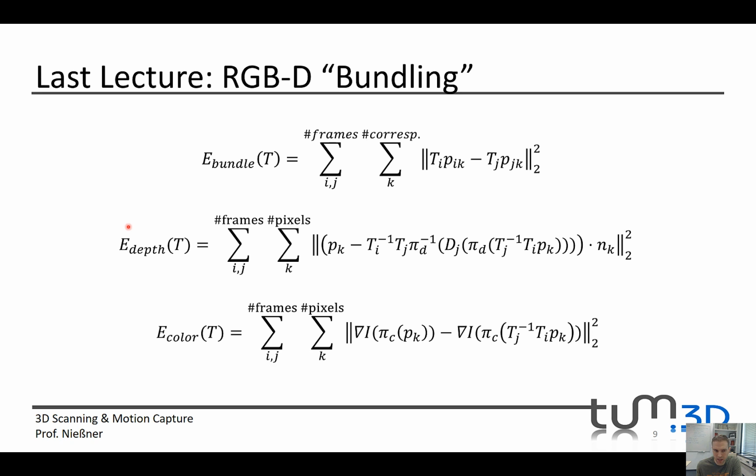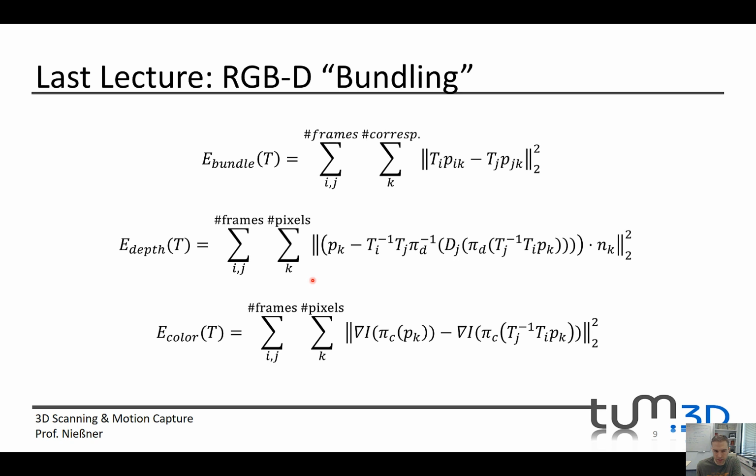And then in the end of the last lecture, we looked at these terms, which look a little bit complicated, but in practice they are relatively straightforward. So we have this dense depth term. So we're doing the same thing. We're saying between all frame pairs, we're summing over all the pixels that overlap between those respective frames in a frame pair.